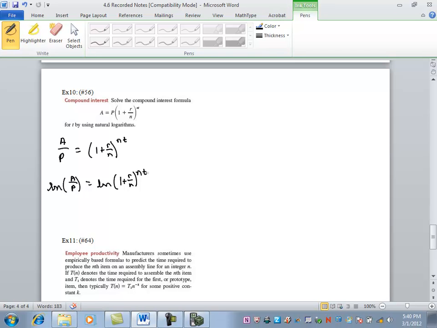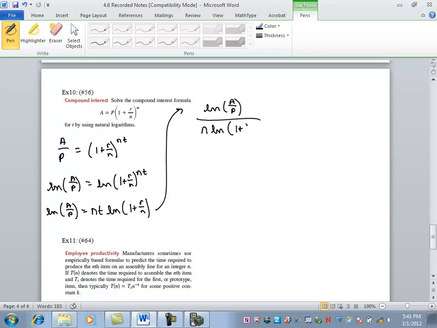And that will allow me now to push this exponent out front. So I've got the natural log of A over P equal to nt times the natural log of 1 plus r over n. And now to solve for t, guys, this is just a matter of taking the natural log of A over P and dividing it by n times the natural log of 1 plus r over n.